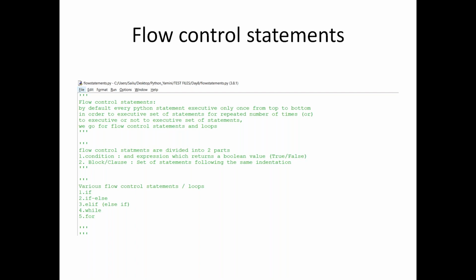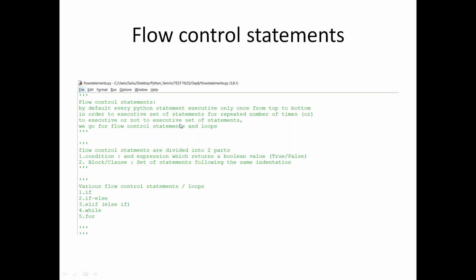Now, when we come to flow control statements or control statements, both are the same; it depends on the book you are referring to. Some people say control statements, some say flow control statements, some say flow statements. All are the same. Flow control statements are needed because by default every Python statement executes only once, from top to bottom. When you click the run button, the system executes from the first line to the last line and stops. It will not iterate the program as many times as you want. It just runs only one time.